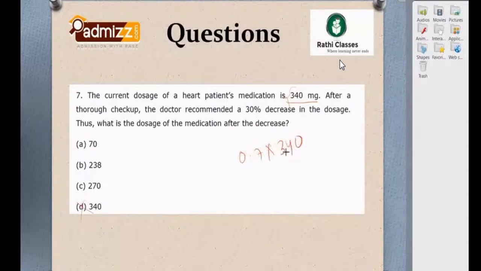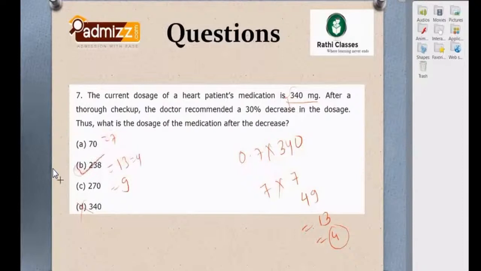As you can see, the sum of 340 is nothing but 7, and this is 7. 7 times 7 is 49. If you add, the value is 13. 13 means you can say 4. So you can see the options, if you get any digit sum to be 4. This is 7, this is 9, 11, 13. So 13 means 4. So the answer would be B. No need to even solve this kind of problem, but just by analyzing the concept of digital sum, you can say the answer is B.